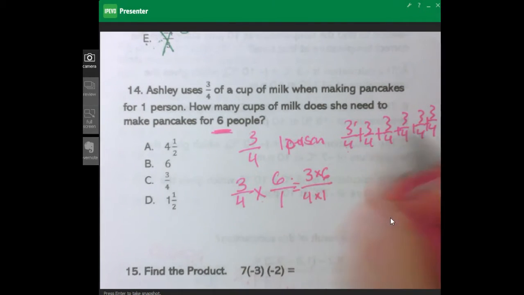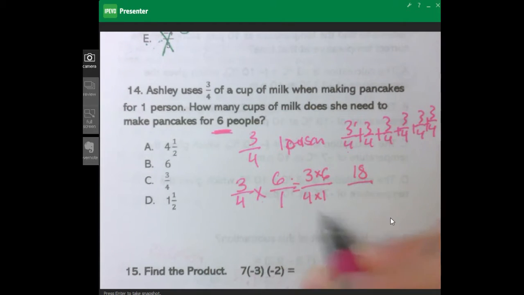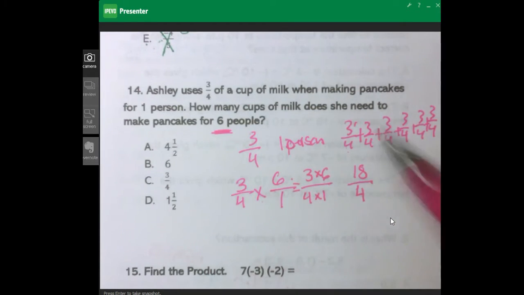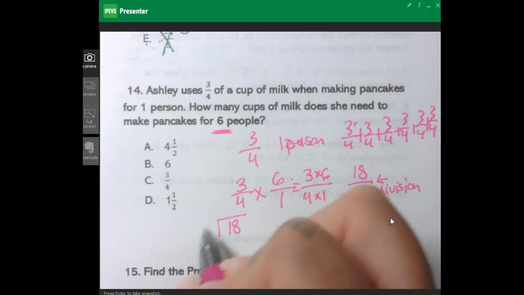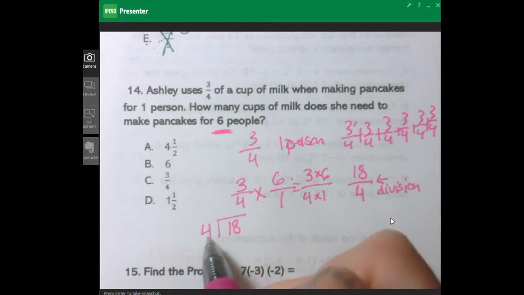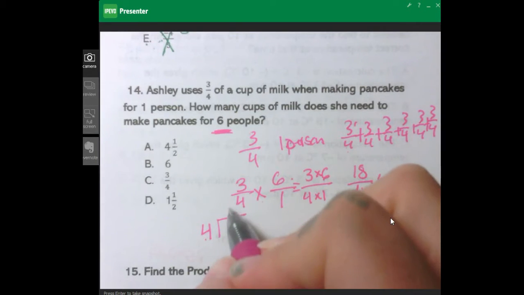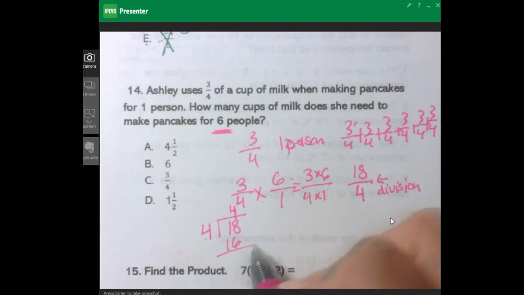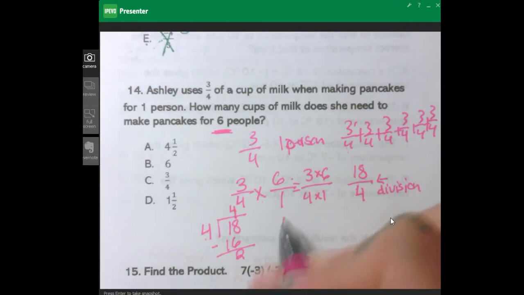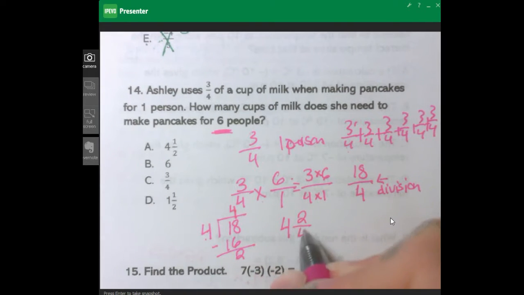So 3 times 6 is 18, and 4 times 1 is 4. But we can't leave our answer like this. We must convert this back to a mixed number. And remember, the fraction bar represents division. So I can say 18 divided by 4. 4 goes into 18 4 times. So 4 times 4 is 16. When I subtract, I have 2 left over. So I know that I have 4 and 2/4.